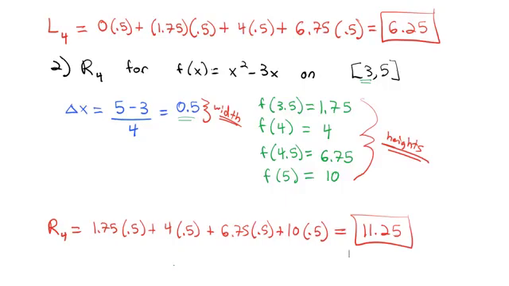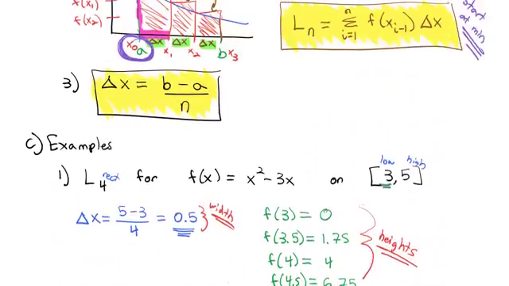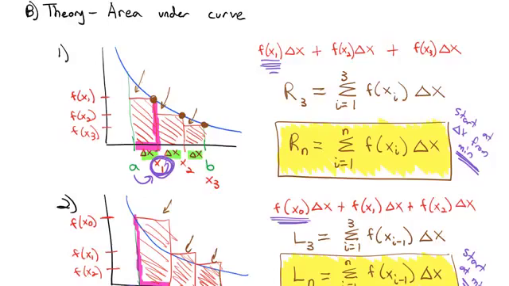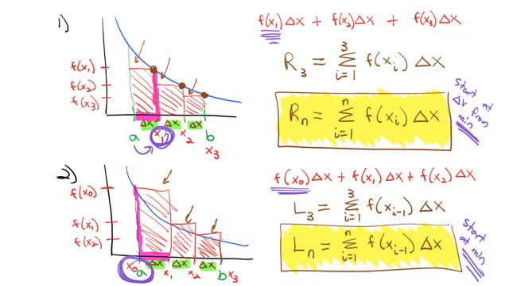But for now, what you need to know is how to partition up the rectangles, either for the left or the right side, and multiply the height times the length, to get a good estimate for our area.